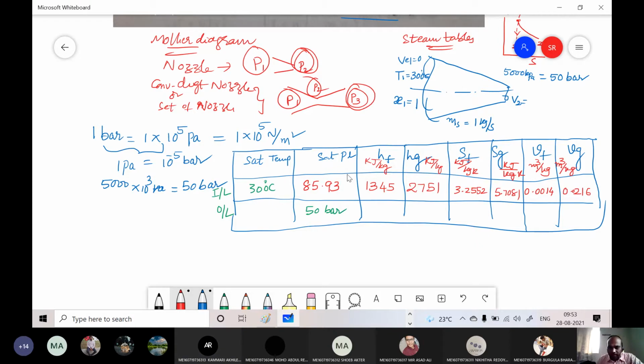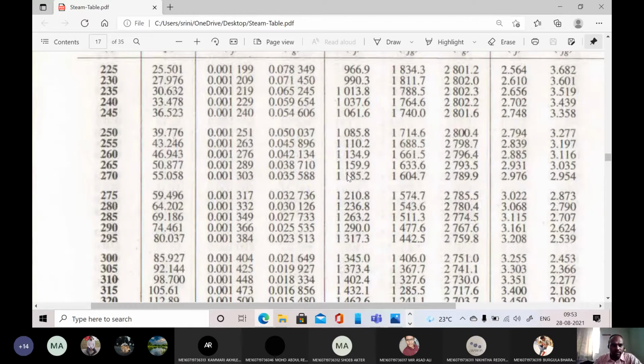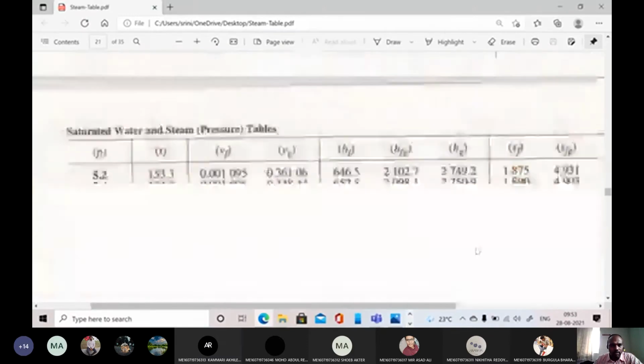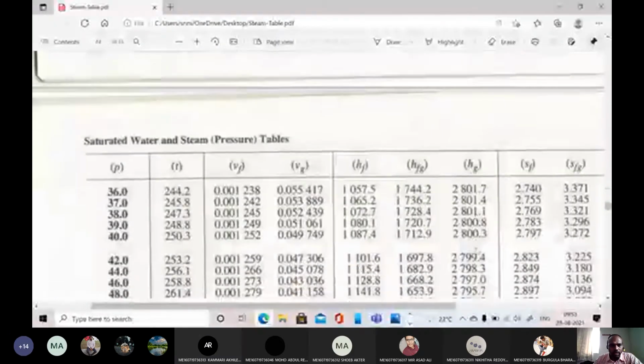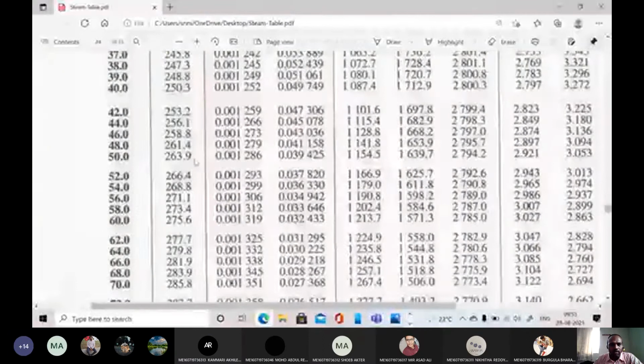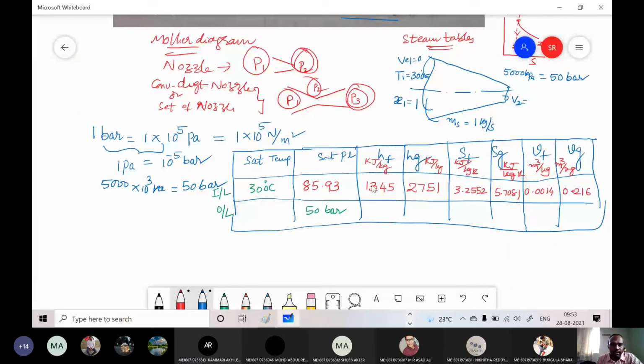For the outlet condition he has mentioned pressure, right? Now refer to the second table of the steam table, which is based on saturation pressure. At 50 bar, what is the saturation temperature? The first column is the pressure, 50 bar. The temperature is 263.9 degrees centigrade. That is the saturation temperature. Now tell me the corresponding HF.